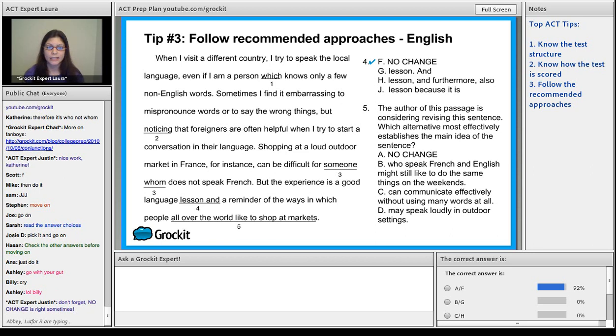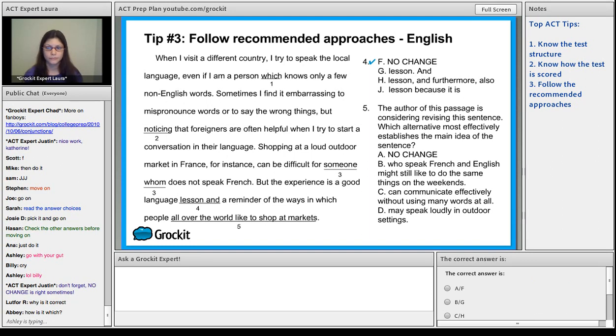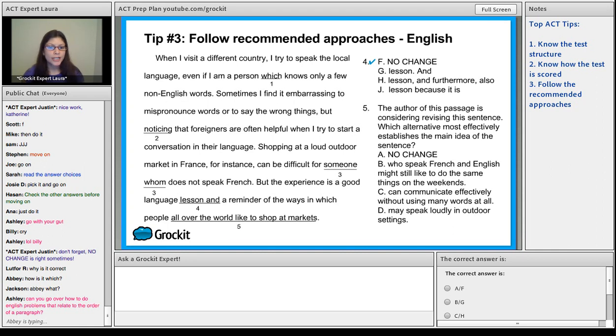Now, question number 5 is a little bit trickier, and this is why we tell you not to skip around. Do not skip any sentences within the overall essay. So the reason why it's correct is because there aren't any issues with question number 4. You don't need a comma there because it's not separating an independent and an independent clause. You can't have a reminder of the ways in which people and then the rest of the sentence. That's not a full sentence.